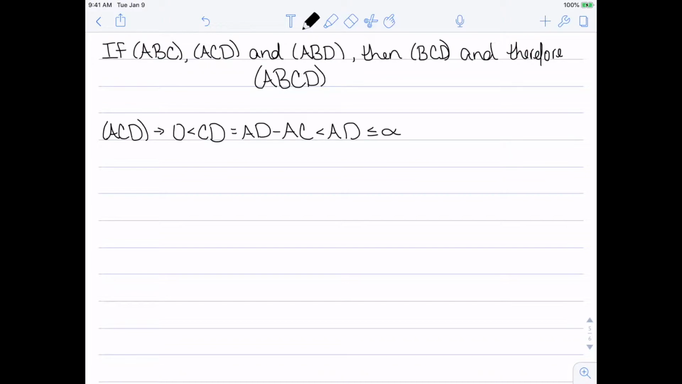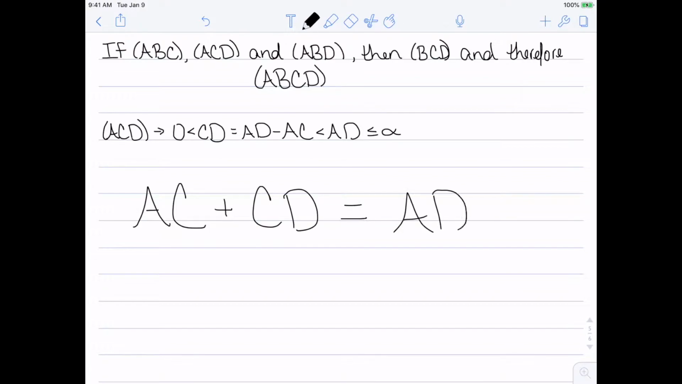The distance between C and D has to be less than alpha, so CD has to be greater than 0 since all of these are 4 distinct points. CD is equal to AD minus AC. This comes from the fact that we actually have AC plus CD is equal to AD.